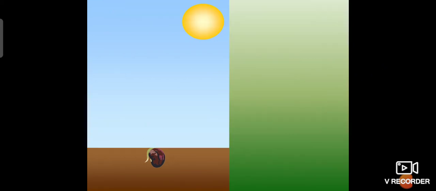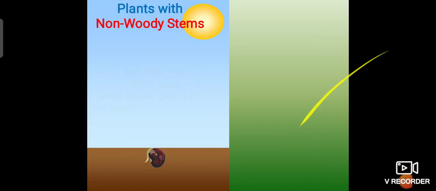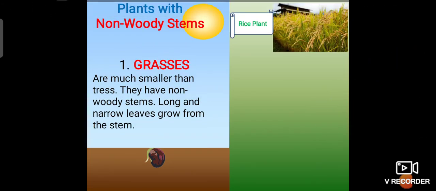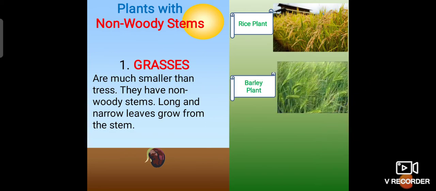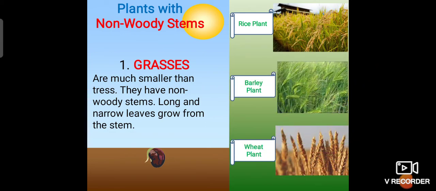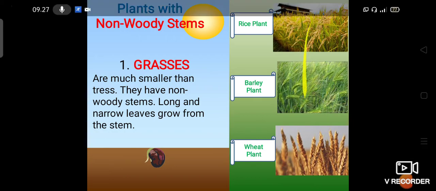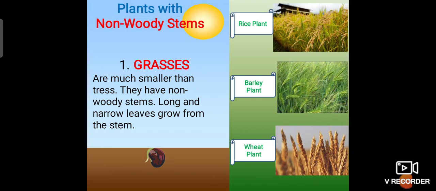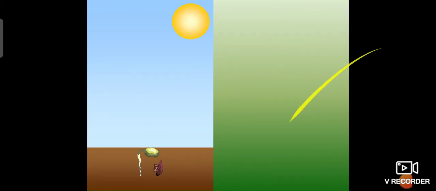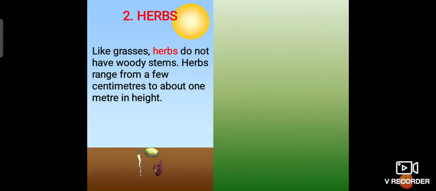Now, after the plants with woody stems, let's move on to the plants with non-woody stems. The example is grasses, like rice plants, barley, wheat, and grass. It is easy to find on the yard, on the court, or people also plant it, like farmers. This is a type of grass. Grasses are much smaller than trees. They have non-woody stems. Long and narrow leaves grow from the stem.